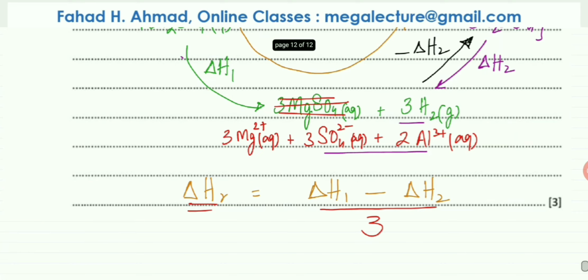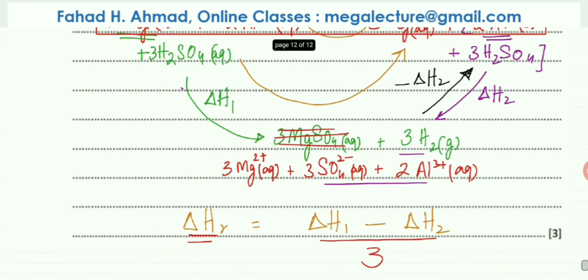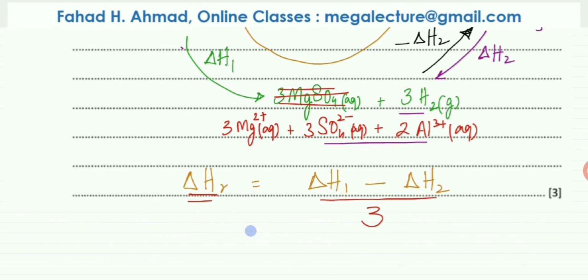So let me make this clear again what I'm doing. I figured out the enthalpy change for this reaction by following this alternate route. And for this reaction, the enthalpy change came out for 3 magnesiums. I wanted the enthalpy change for 1 mole of magnesium. So that is what we did, which is why I'm going to divide it by 3.